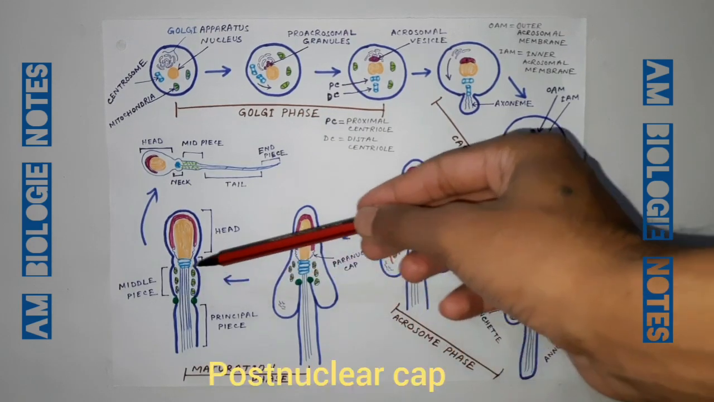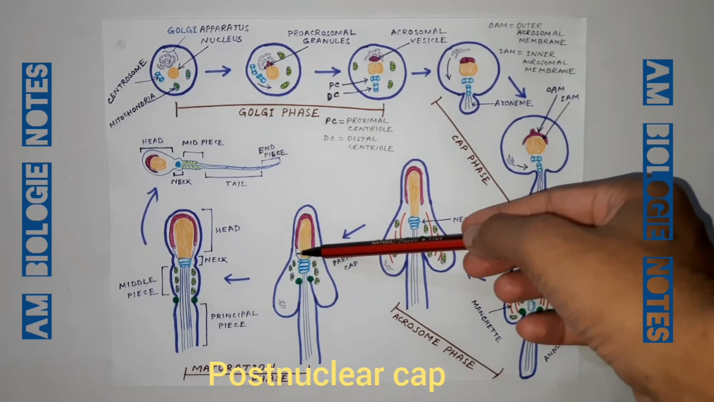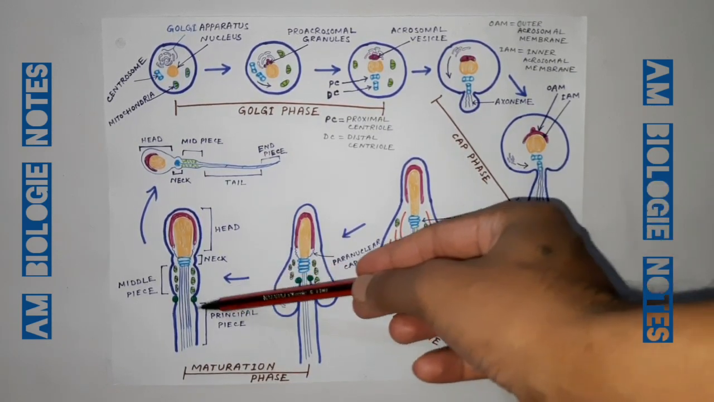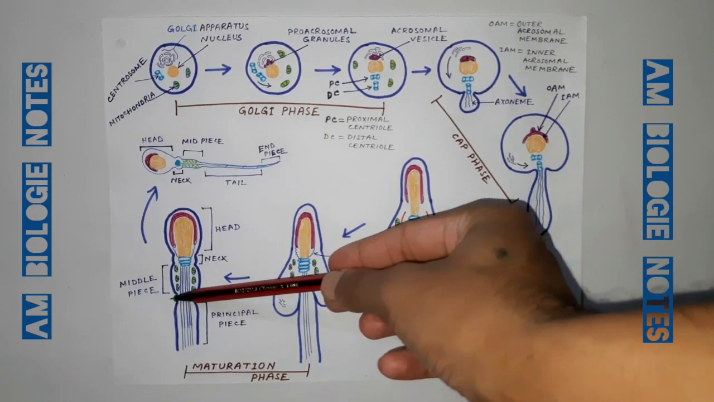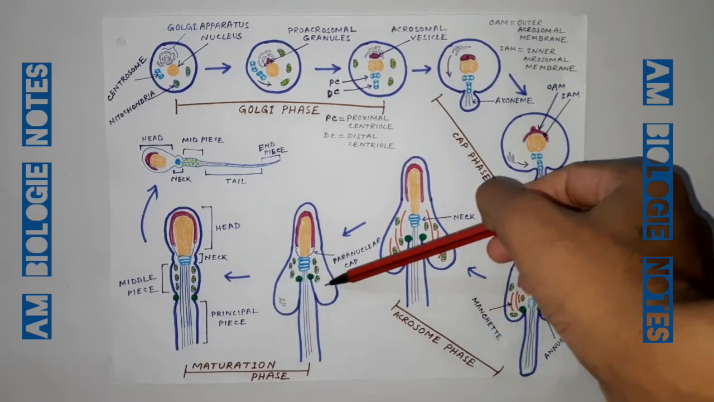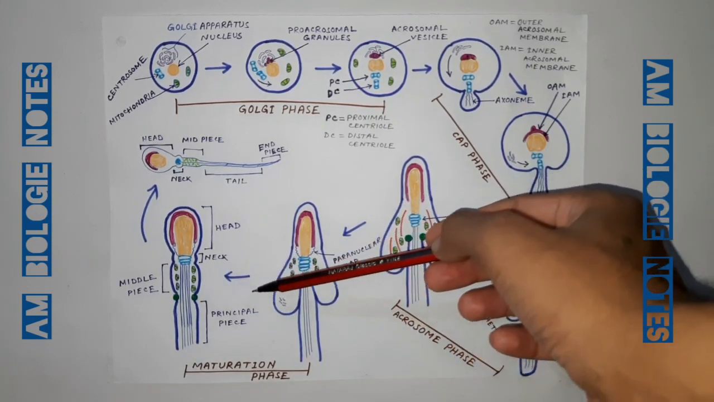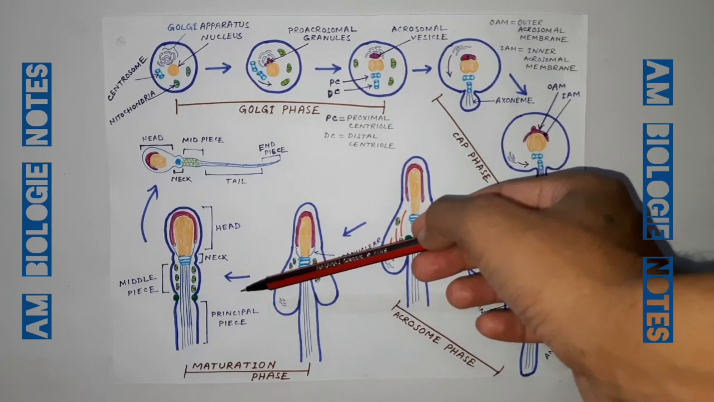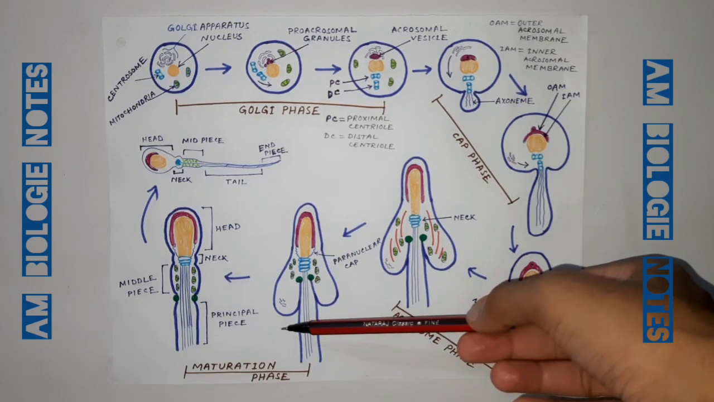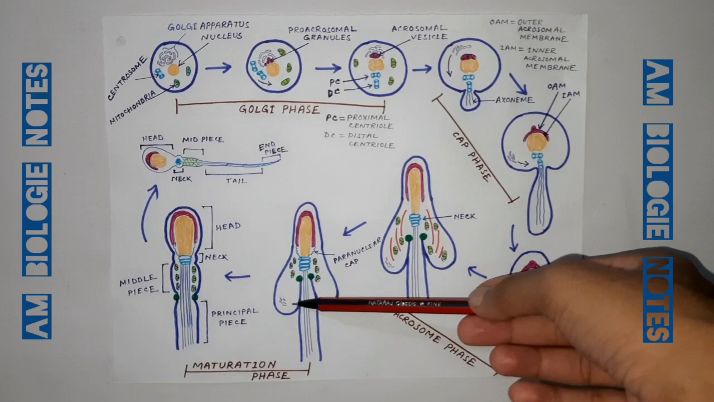The postnuclear cap is formed from the manchette microtubules. The annulus forms the juncture between the middle piece and the principal piece. The excess cytoplasm, also termed the residual body, is reduced by the phagocytosis of the Sertoli cells. The intercellular bridges that have characterized the developing gametes since the spermatocyte stages remain with the residual bodies.